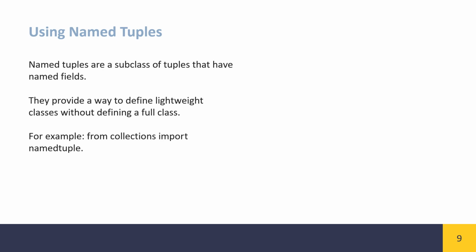Using named tuples. Named tuples are a subclass of tuples that have named fields. They provide a way to define lightweight classes without defining a full class. For example, from collections import namedtuple.